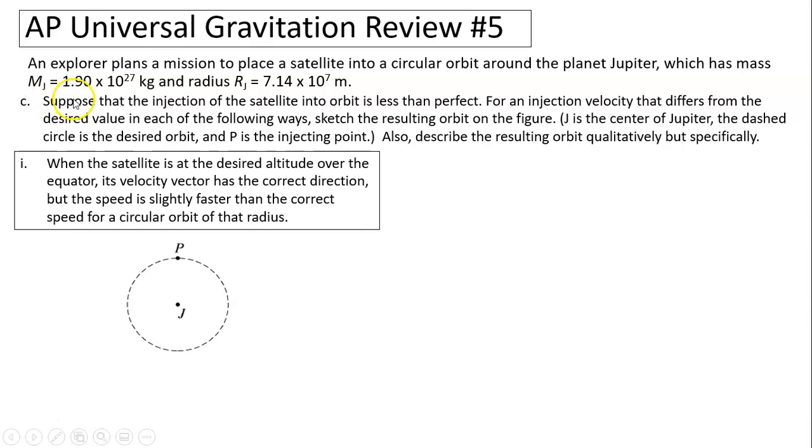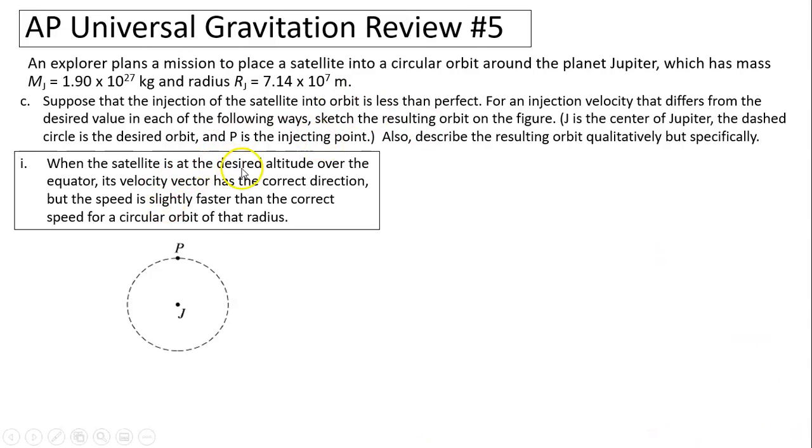Question C. Suppose that injection of the satellite into orbit is less than perfect, with an injection velocity that differs from the desired value in each of the following ways. Sketch the resulting orbit on this figure. J is the center of Jupiter, the dashed circle is the desired orbit, and P is the injection point. Also describe the resulting orbit qualitatively but specifically.